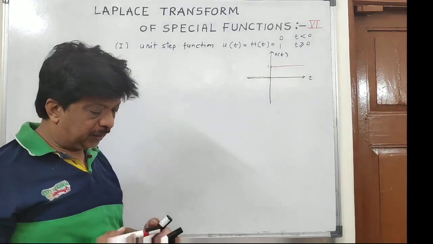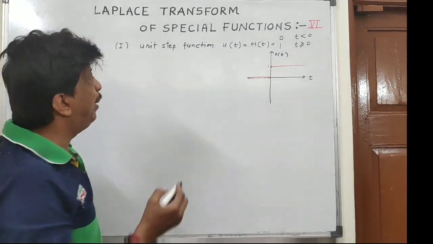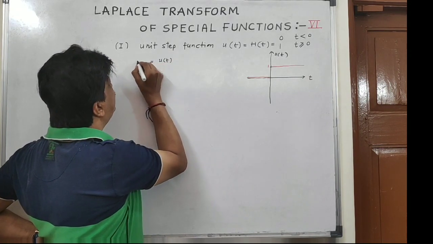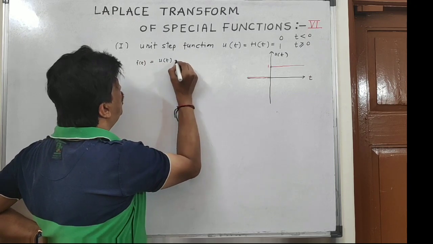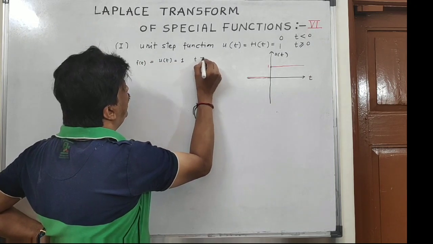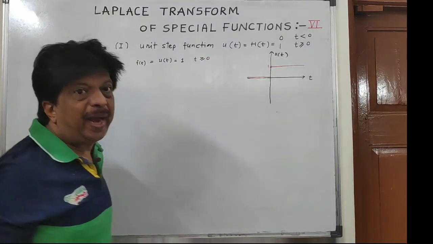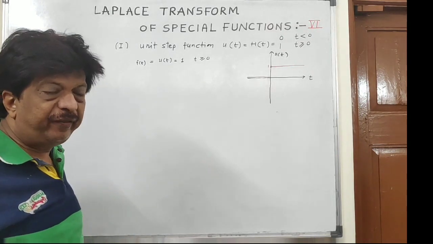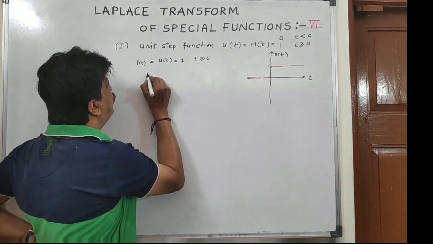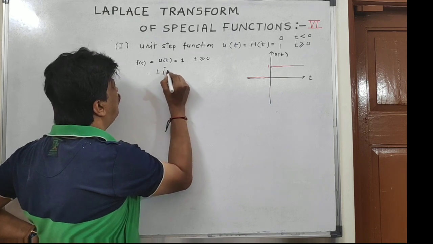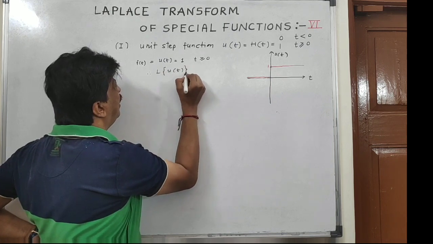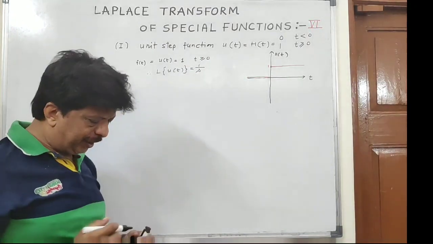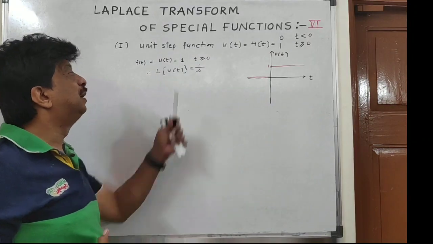It is as good as the function denoted by, say, f of t or u of t. If f of t is denoted by u of t, it is equal to 1 for t greater than or equal to 0. And the Laplace transform of 1 that we have already seen in the very first lecture is 1 by s. Therefore, the Laplace transform of u of t is equal to 1 by s. So, the Laplace transform of this unit step function is 1 over s.